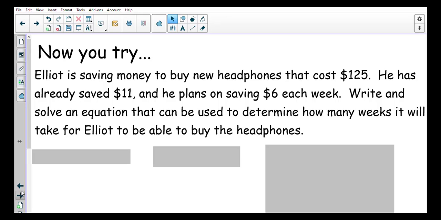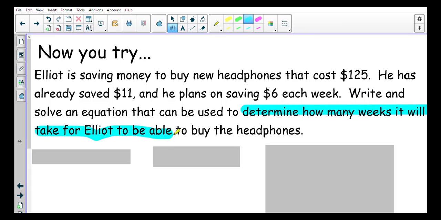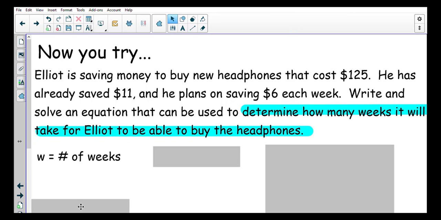All right, so for this question, we want to start by determining what we're trying to find. And it says here, determine how many weeks it will take for Elliot to be able to buy the headphones. This is really similar to the cell phone question, although maybe a little bit more updated and a little bit more realistic. So I'm going to say W equals number of weeks. Now we know the headphones themselves cost a total of $125, so that's going to go by itself. We know that he has already saved $11 and he plans on saving $6 each week.